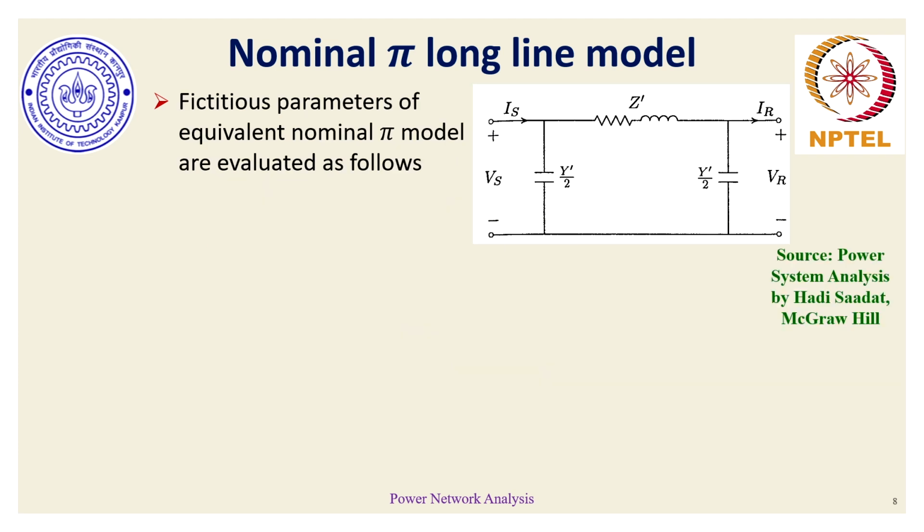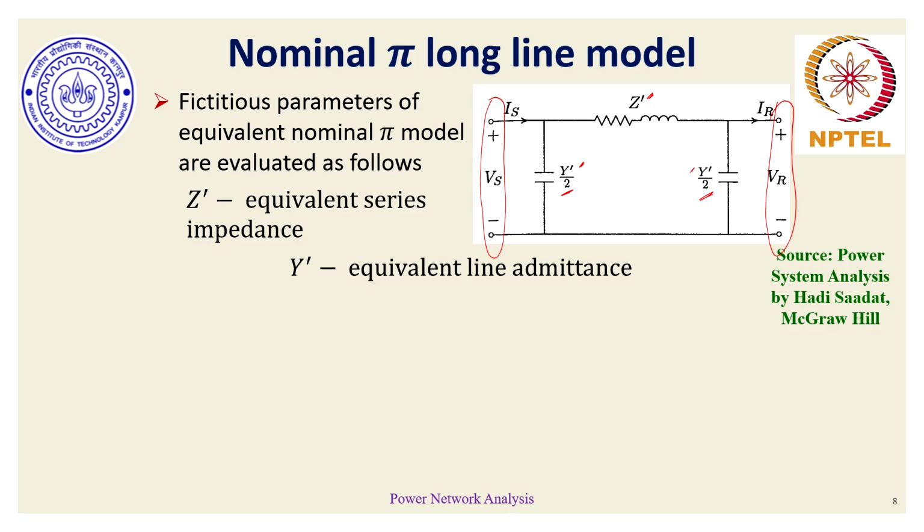So in order to do that, we go back to our actual nominal pi model where we mark Z dash and Y dash to be those fictitious series impedance and shunt admittance. In the nominal pi model, half of the shunt admittance appears at each line end. The terminals, however, refer to the same terminals of the actual long line. We are not making any approximation or modification of the terminals. We are only trying to represent the distributed form of line parameters in a long line by using the lumped representation of the nominal pi model, where Z dash and Y dash are yet to be evaluated. So Z dash is the equivalent fictitious series impedance, and Y dash is the equivalent fictitious shunt admittance.